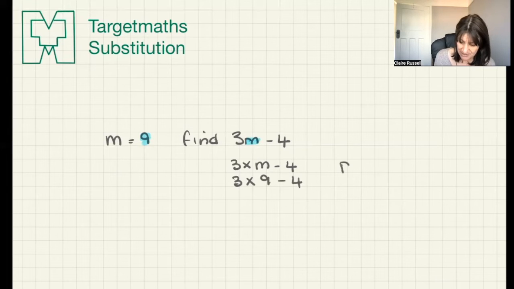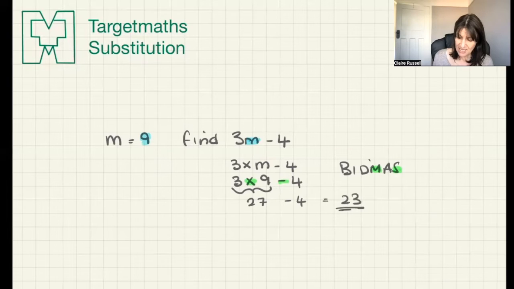Then I must consider the fact that I've got 2 operations. I can see a times and a take, times and a take. So I'm going to do this bit first. So 3 times 9 is 27. Take away 4, and you've got 23. And if you got that right, really well done.